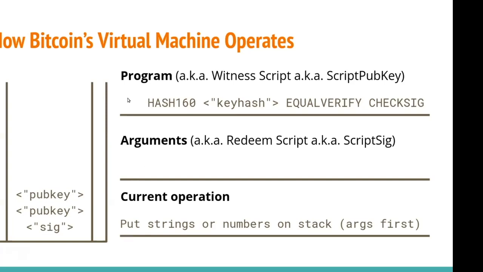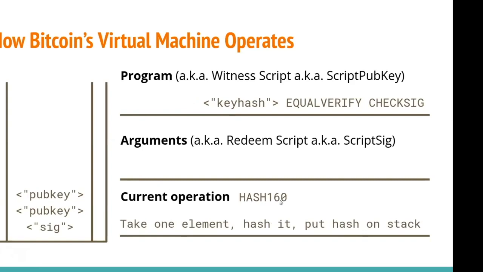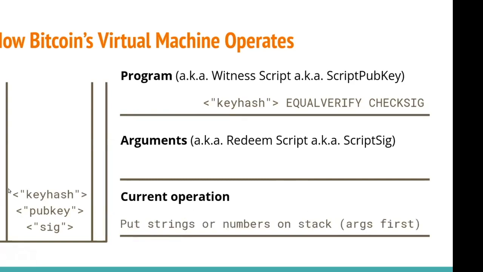Nope, there are no strings or numbers. So then, if there are no strings and numbers, run a function. Well, there's a hash function, so it pops the hash function down into here. What does the hash function do? It takes one element from the execution stack, that's this public key, and hashes it. It turns it into key hash and puts the key hash onto the stack where the pub key was.